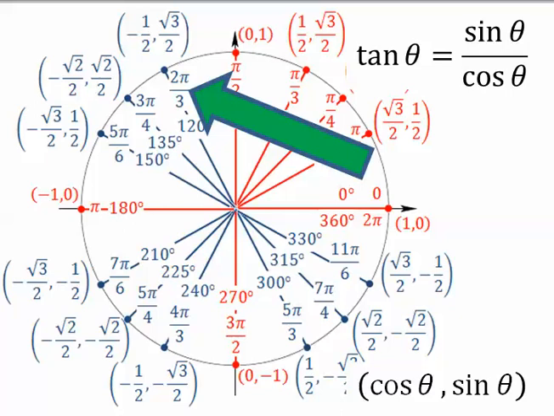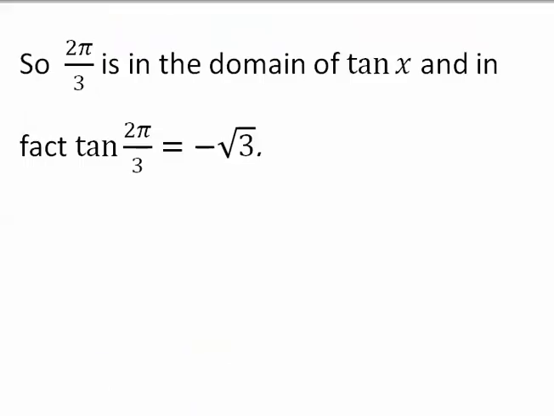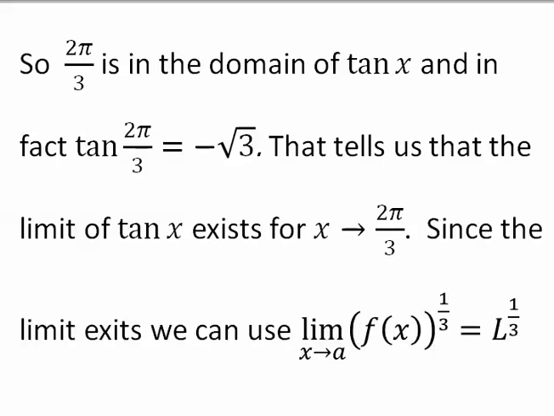So look at the ordered pair, and we want to take the second number and divide it by the first number. So tangent of 2 pi over 3 is equal to negative radical 3. So 2 pi over 3 is in the domain of tangent, and in fact we know its value. Tangent of 2 pi over 3 is equal to negative radical 3. That tells us that the limit of tangent exists as x gets closer and closer to 2 pi over 3.